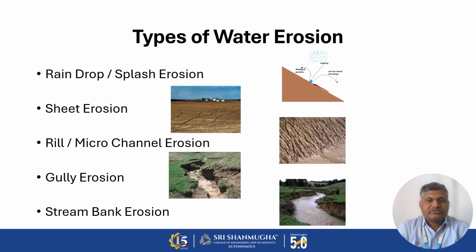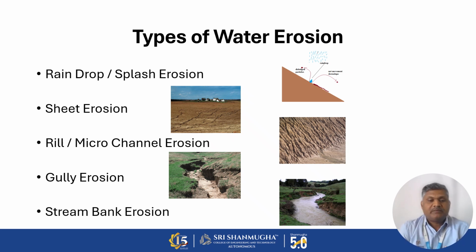Gully erosion is classified in two ways: active gully and inactive gully. Active gully means that as time increases, the dimensions, like the width and depth of the erosion, also increase with time. Inactive gully means that the dimensions, such as the depth and width of the erosion, never change as time increases. That is called inactive gullies.